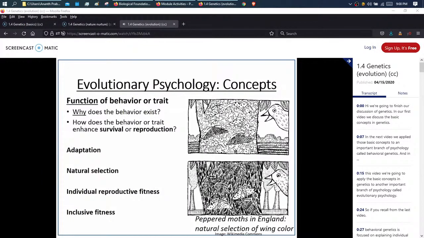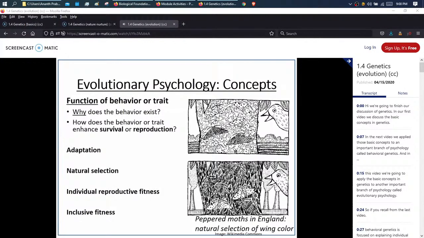Individual reproductive fitness means that a particular behavior or trait enhances the survival or reproduction of the individual, whereas inclusive fitness means that a behavior or trait enhances passing on the genes within the family.